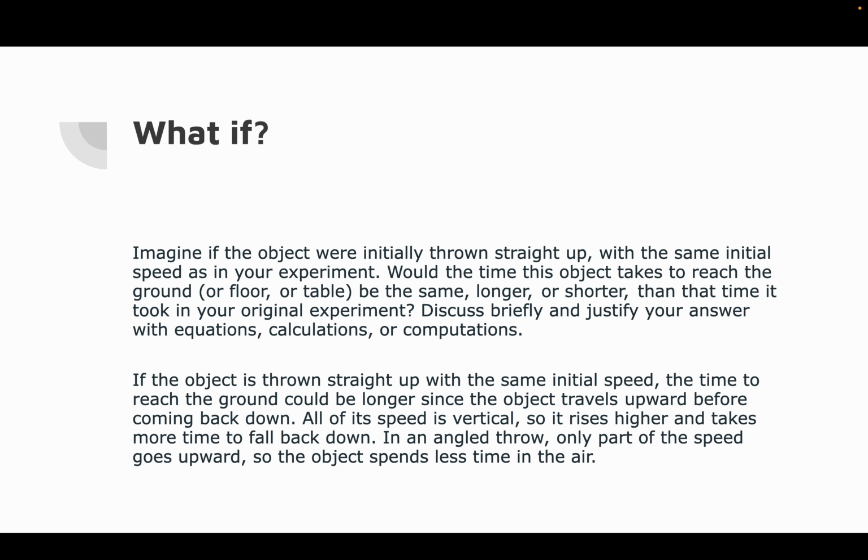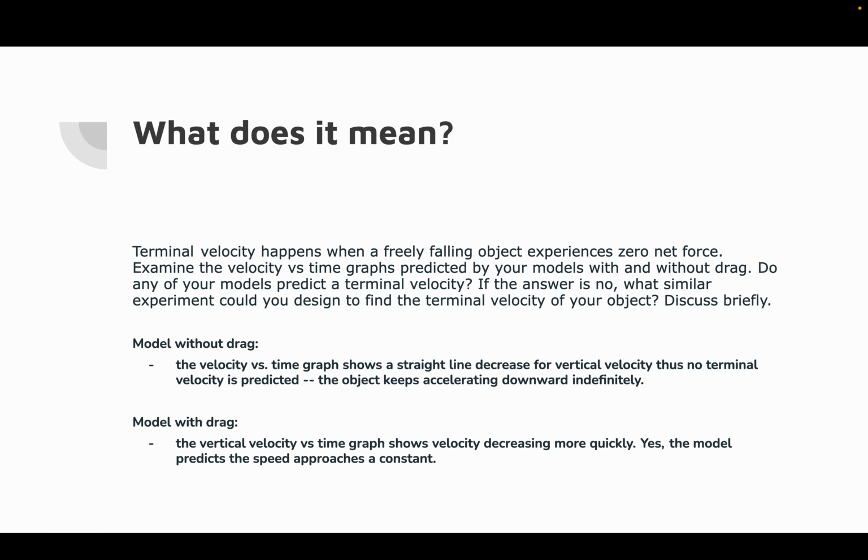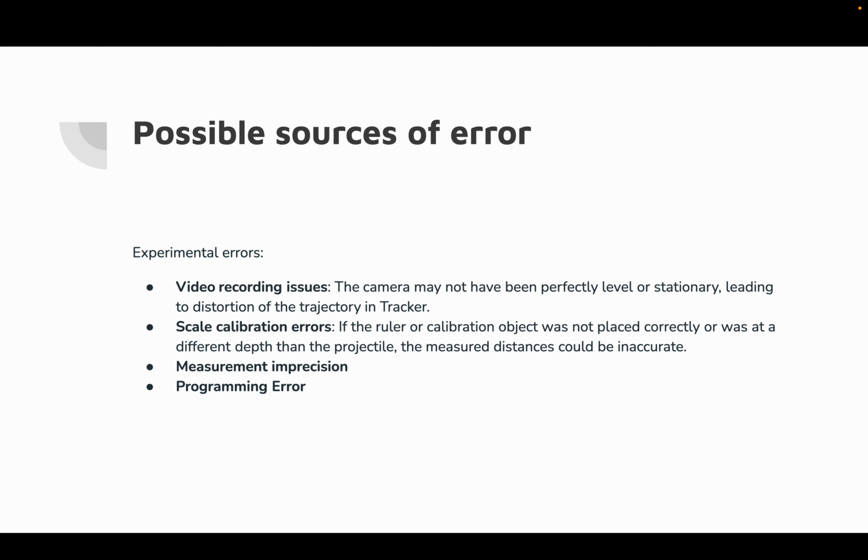Would the object take longer, shorter, or the same time than in your original experiment? All the speed is vertical, so it rises higher and takes longer to fall back down. But in an angled throw, only part of the speed goes upwards, so the object spends less time in the air. Terminal velocity happens when a freely falling object experiences zero net force.